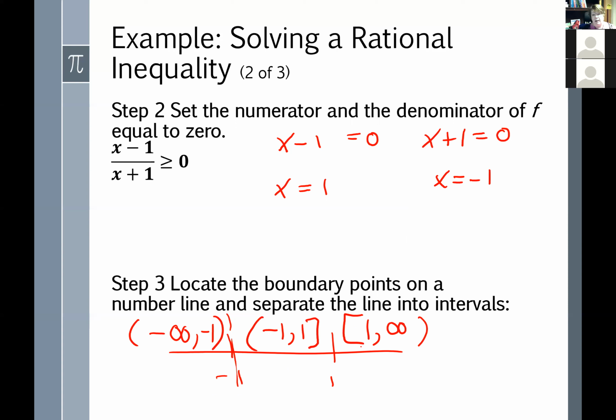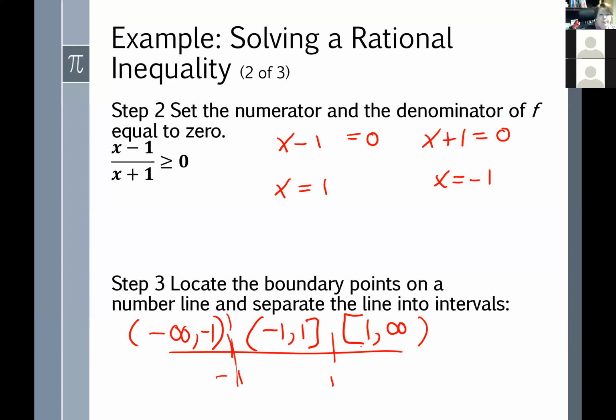Since my inequality is greater than or equal to, I include the endpoints that make the numerator equal to 0. Do not include the endpoints that make the denominator equal to 0. Include the endpoints that make the numerator equal to 0.